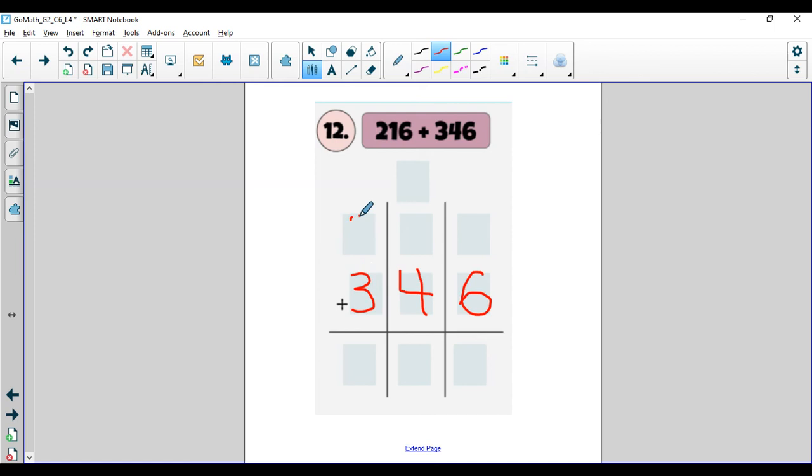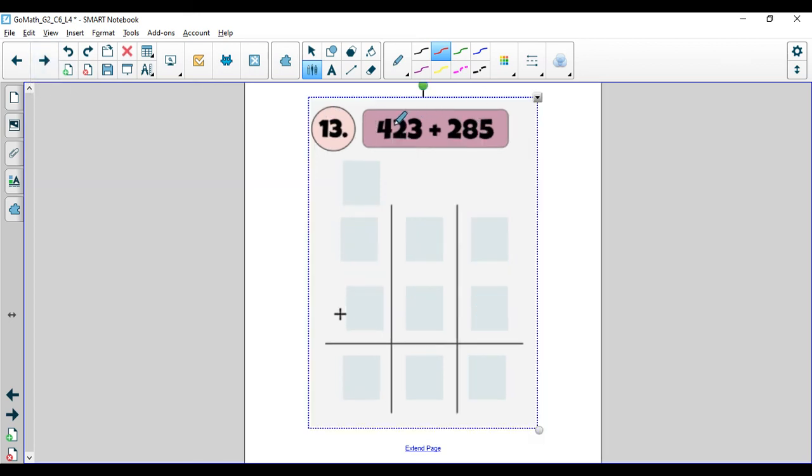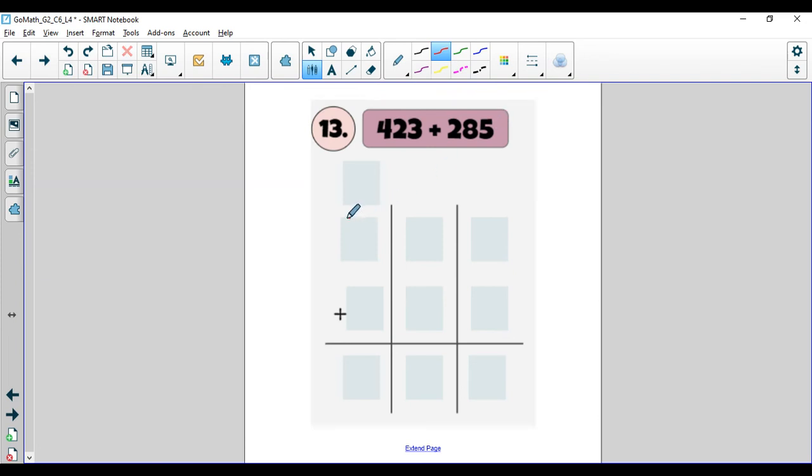Above my 3, I need my 200. Above my 4, I need my 10. And above my 6, I need my 6 ones. So I want you to decide which way was easier for you and rewrite your problem for 423 plus 285.